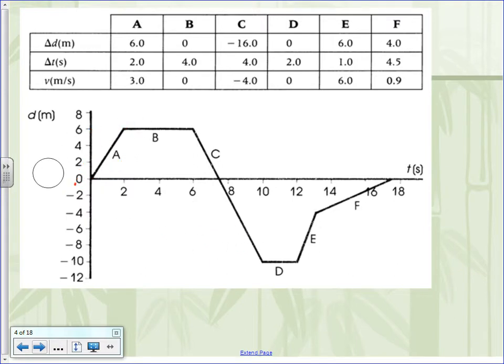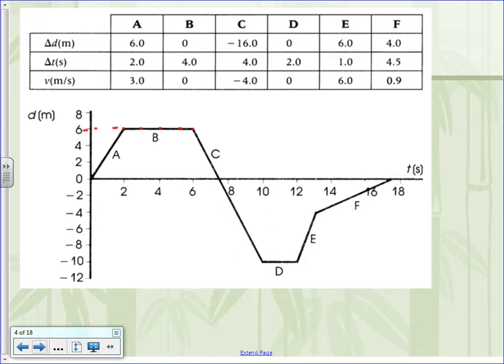What's the object doing in part B? Phil, what's it doing in part B? It's not going anywhere. Its position at the beginning of part B is 6 meters. At the end of part B, still at 6 meters. What speed is it traveling at? 0. It's not traveling anywhere. Its velocity is 0 meters per second. What's going on in part C of this graph? It's going the other way. It's going backwards.